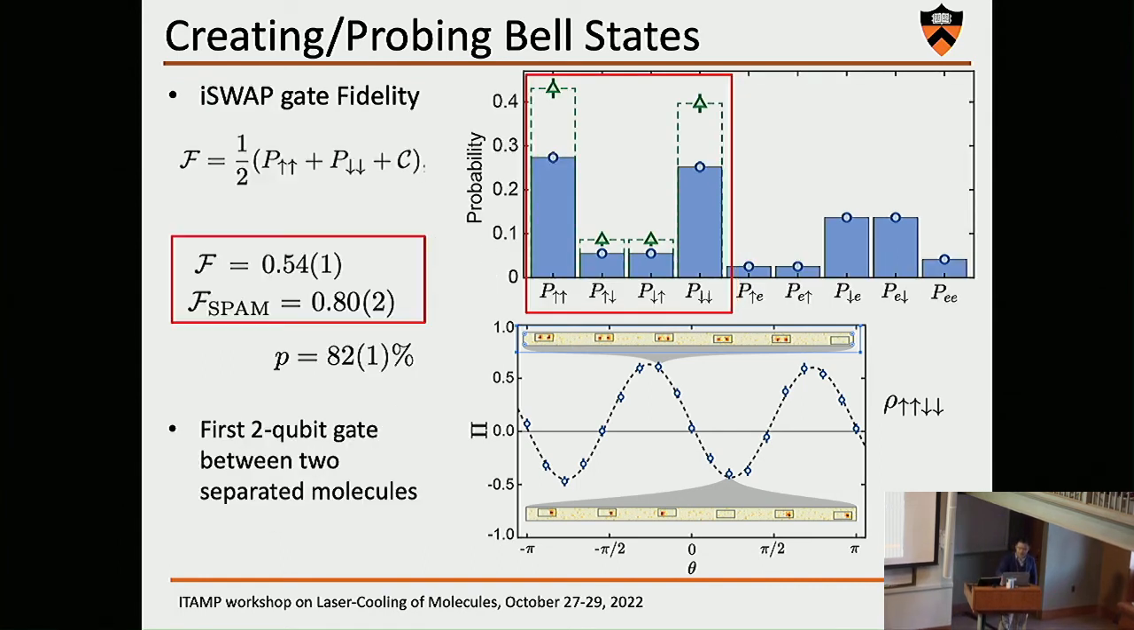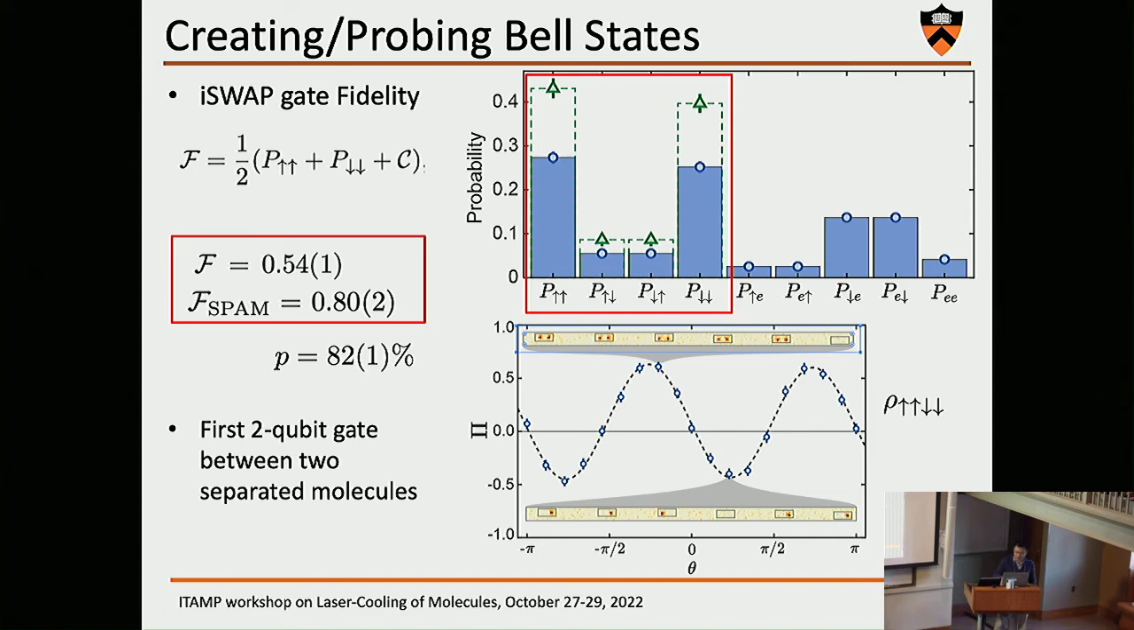Based on these measurements, we find that the raw fidelity is about 54%. If you correct for state preparation, primarily for empty sites, we get a SPAM-corrected iSWAP gate fidelity of 80%. This is sort of at the same level as other platforms like Rydberg atoms and superconducting qubits 5 years back. So it's good for the first demonstration of such a type of gate between individually prepared molecules.